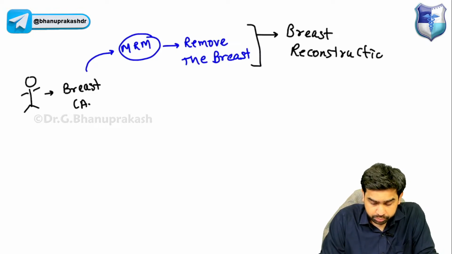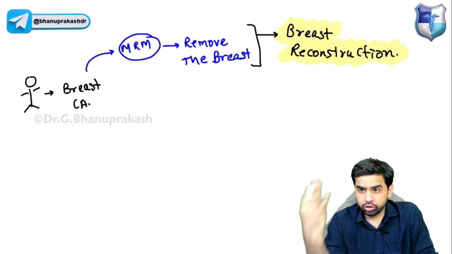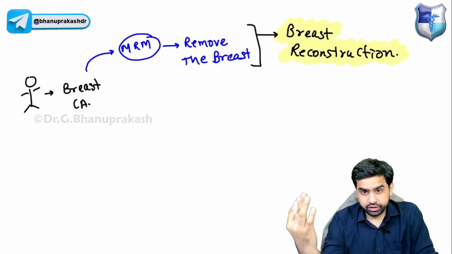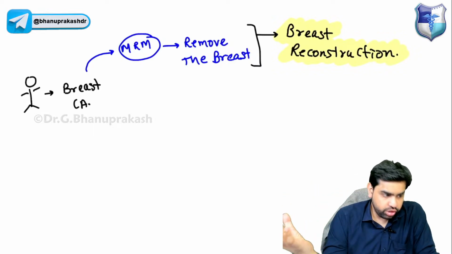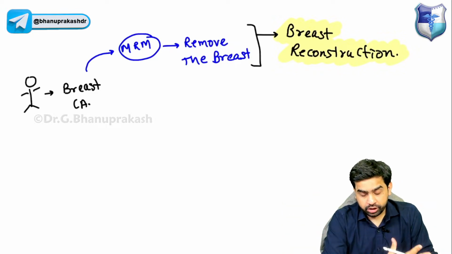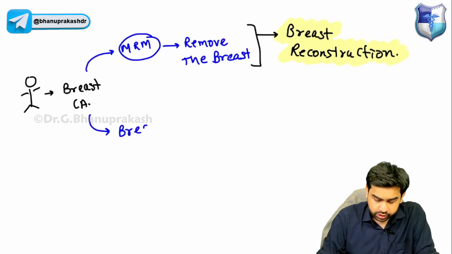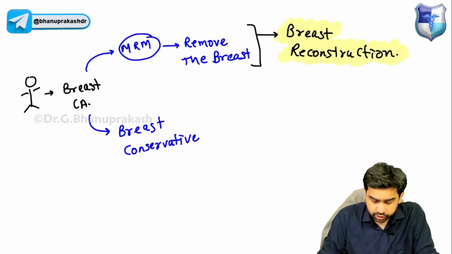Now this breast reconstruction means that either with the help of normal body tissue or with the help of an implant, you have to reconstruct the breast. Now this has a lot of psychological impact. It has an impact on their personal life and everything. So the patients would like to retain their own breast tissue, and for this, over a period of time, science has come up with the surgery which is called breast conservative surgery.